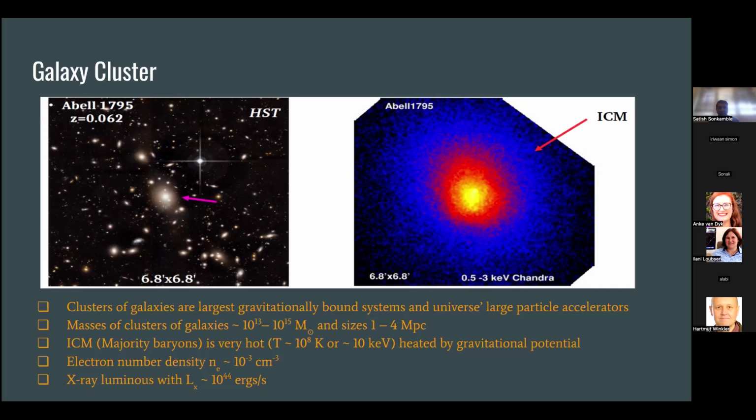That makes the cluster in X-ray very important. The electron density at the center of a cluster is about 10 to the power minus 3, and if you go outward, the density goes down. Its X-ray luminosity reaches up to 10 to the power 45 ergs per second or so. These are very massive systems, and these clusters are formed through the accretion process.